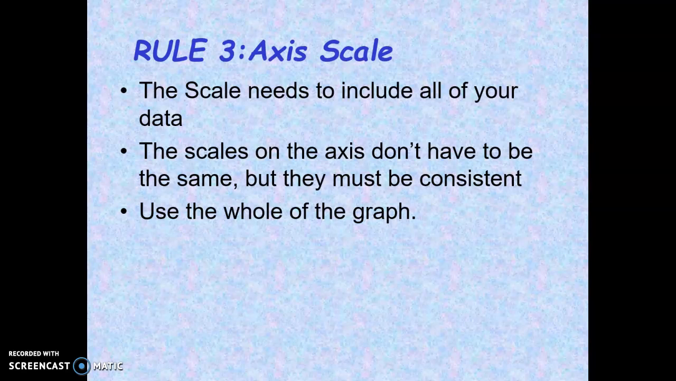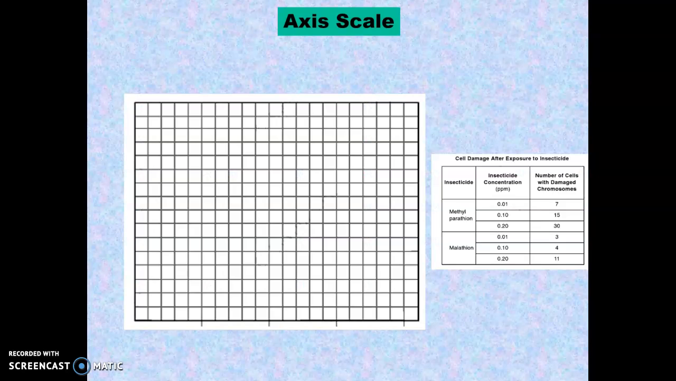If on the x we're going by 5s, then certain tick marks are going to equal 5. They have to be consistent. If we're going by 2s, we need to make sure that we're consistent. Another important note is you want to use the whole of the graph. Spread out your numbers appropriately so that essentially we're zooming in on your data. You don't want your data scrunched up in one little corner.